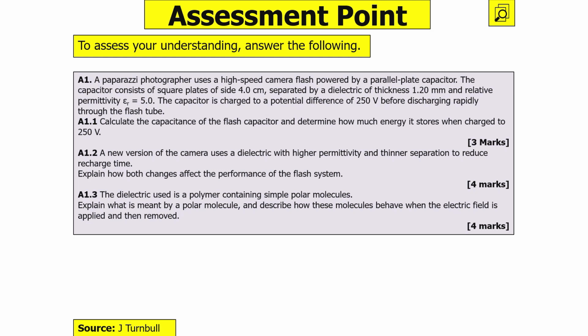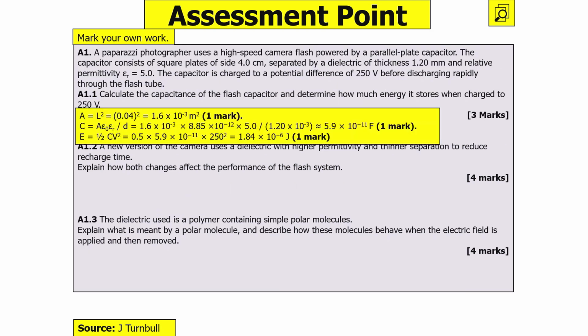Right, in this first question, we know that the area is equal to L squared, as it's a square. So we get our area to be 1.6 times 10 to the minus 3 meters squared. We then use the parallel plate capacitor equation to work out our capacitance to be 5.9 times 10 to the minus 11 farads. We know energy is a half CV squared, so we pop that all in and we get 1.84 times 10 to the minus 6 joules.